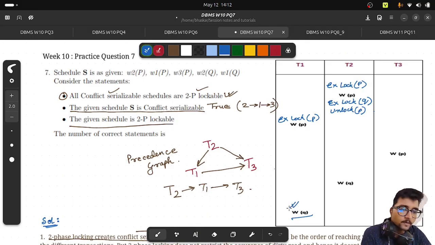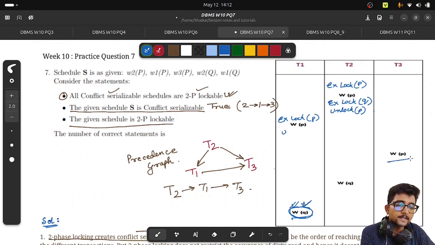But let us forget this statement just for the confirmation. Let's still proceed and see what happens at the end. Forget about this statement now. Let's say I unlock P, because this is the next instruction. So I simply unlock P. Once I unlock, then again here I can get the exclusive lock on P and then I can do the write.